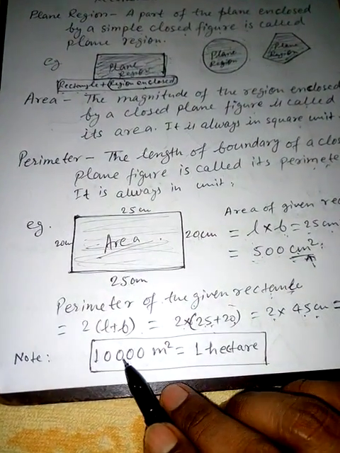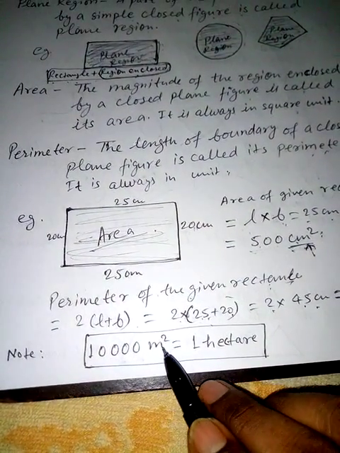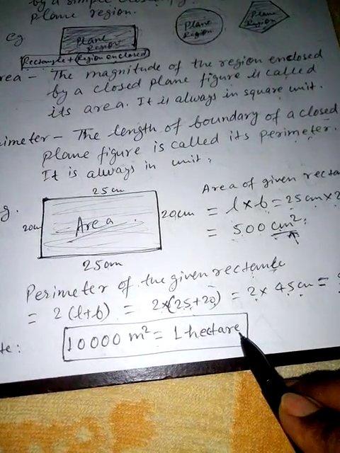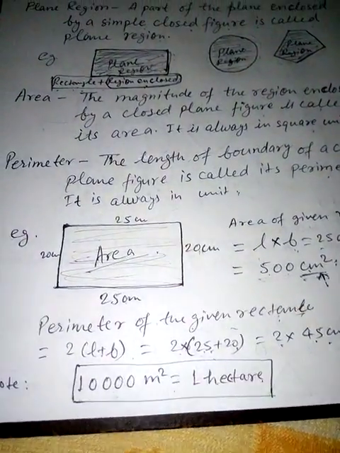Listen, one more special thing: 10,000 meter square area is called 1 hectare. I hope, students, you now understand about plane figures, different types of curves, and the area and perimeter of a rectangle.